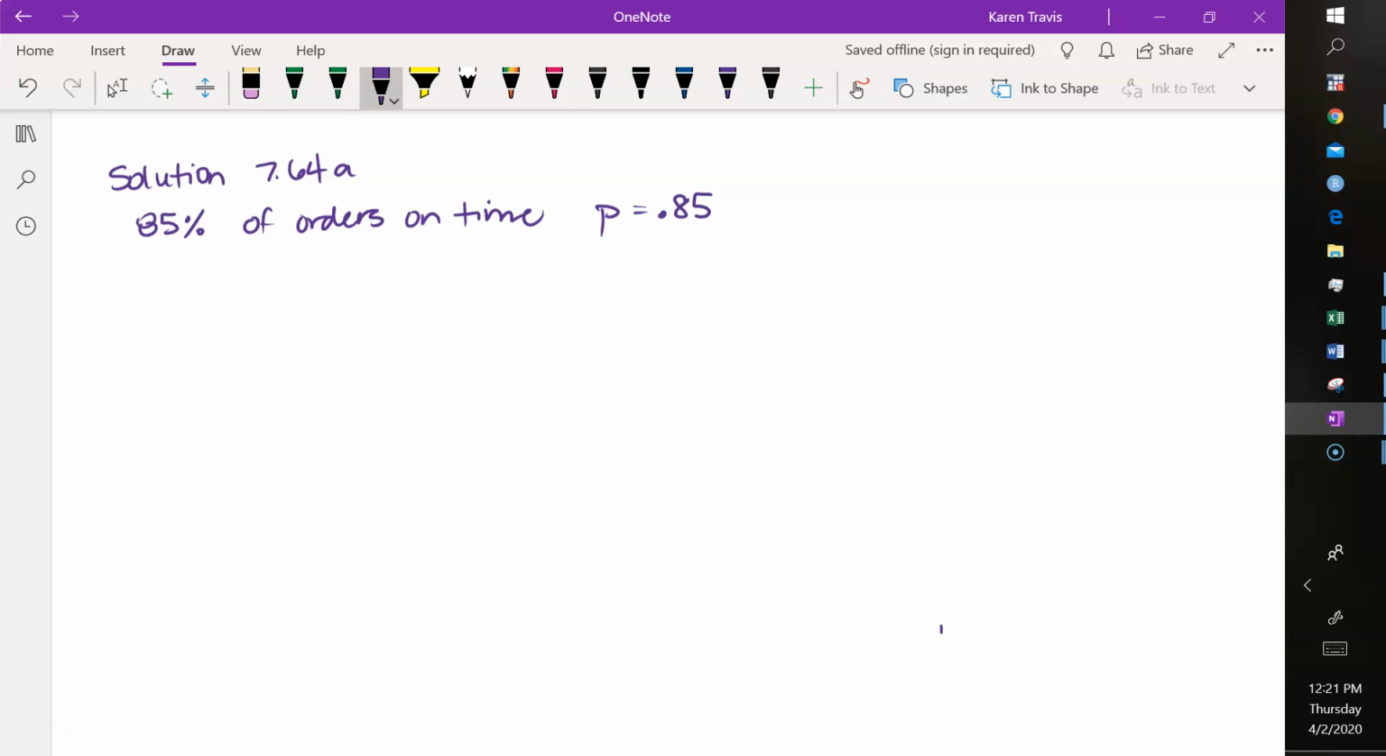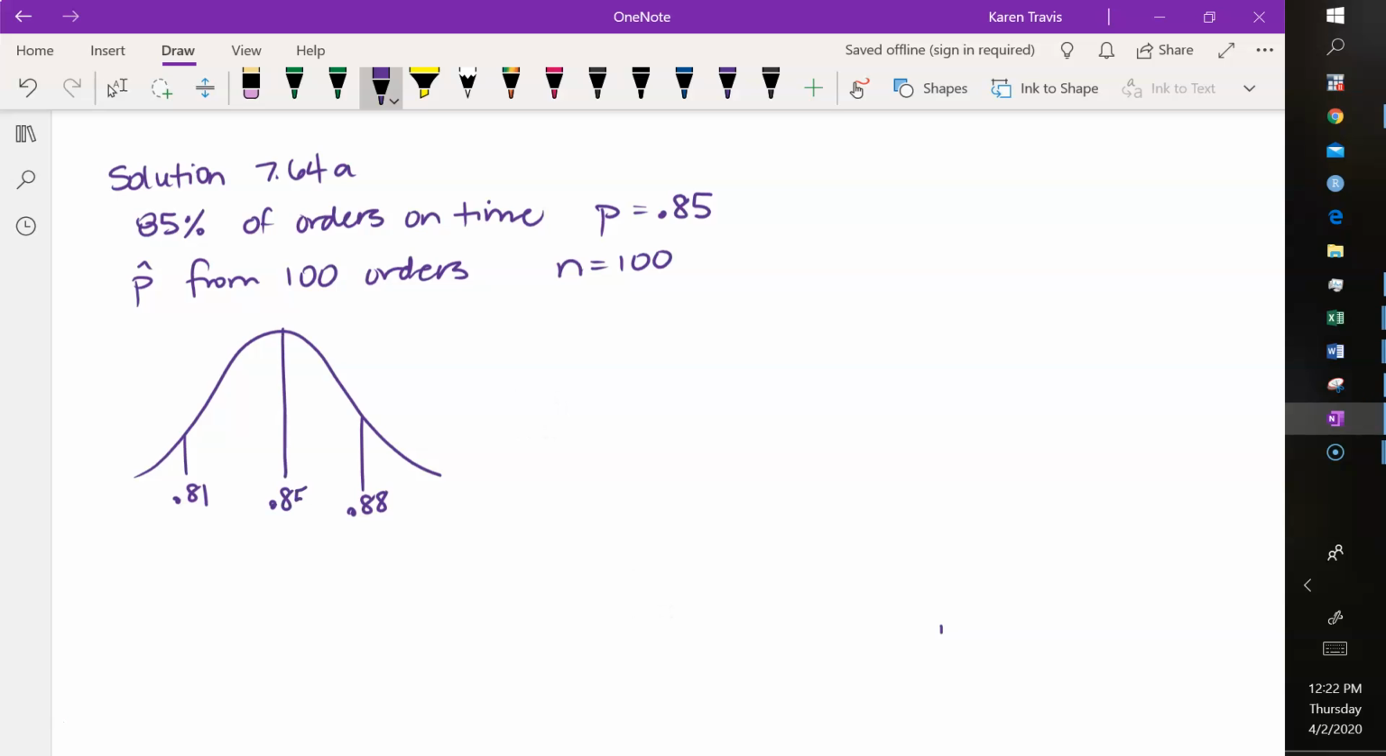And then P hat is the proportion in a random sample. P hat is coming from 100 orders. Since we have 100 orders, N is 100. And we're trying to find out the chance that in a random sample we'll get a sample proportion between 0.81 and 0.88.